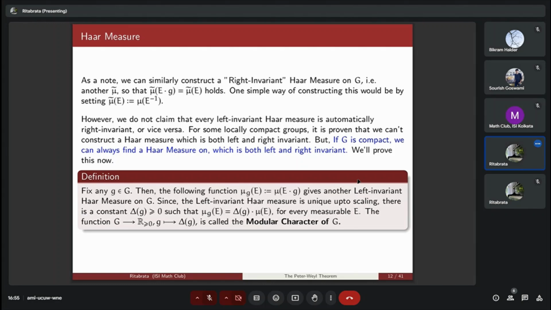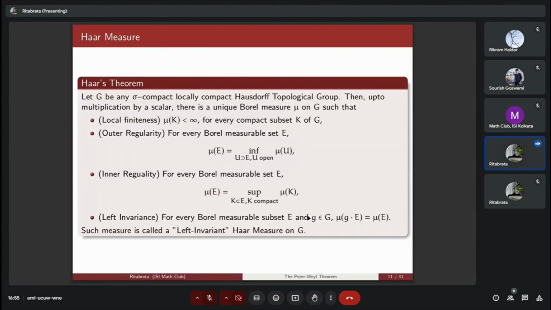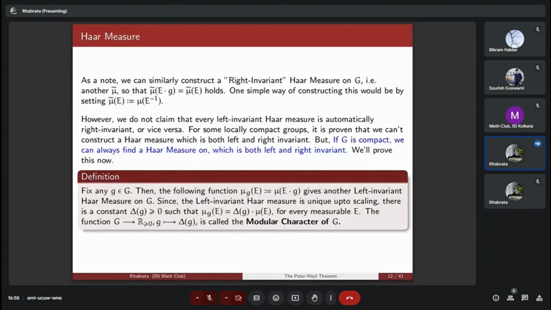It will automatically mean that any left invariant Haar measure is also right invariant, which we'll prove now. In group theory, character means a homomorphism from the group to some multiplicative group of some field. So we call it the modular character, which means this is also a homomorphism, which we'll prove right now. Till now we have the measure, and this is the target. Is it clear?